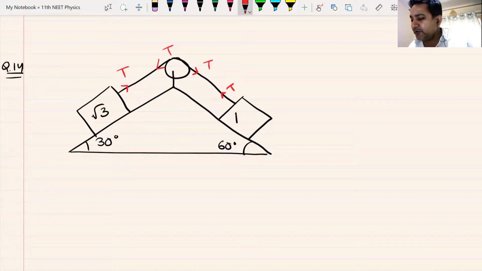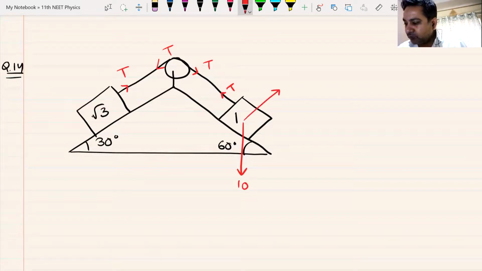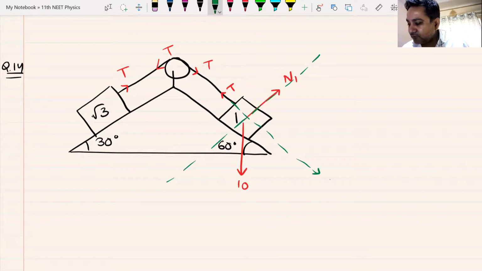Let us start with the free body diagram of block 1. 1 into G, G is 10, so 10 goes downwards. Normal reaction N1 goes upwards. Now you must remember that the X and Y axes for this block will be like this. This will be your Y, this will be your X. I hope you remember this.